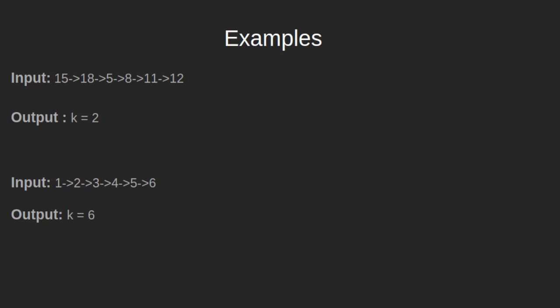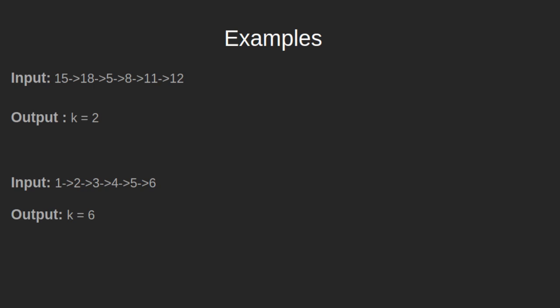In the first example, we are given a linked list 15, 18, 5, 8, 11, 12. If we carefully observe the given linked list, the first value in the sorted linked list, if not rotated, will be 5. Since 5 is 2 away from its position, the number of times the linked list is rotated is 2. So the output will be k equal to 2.